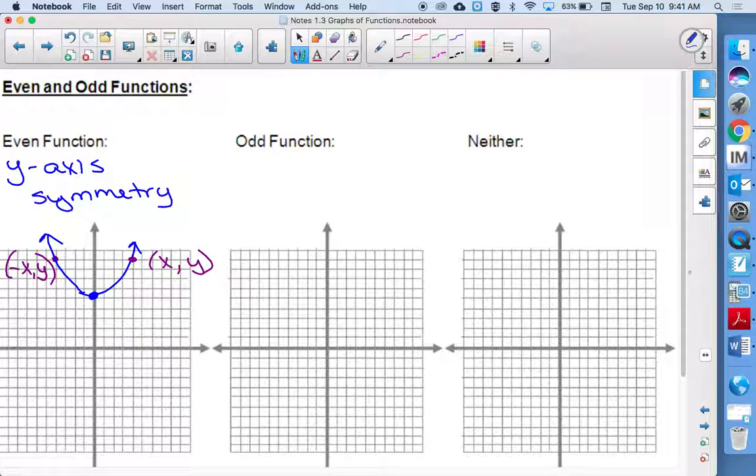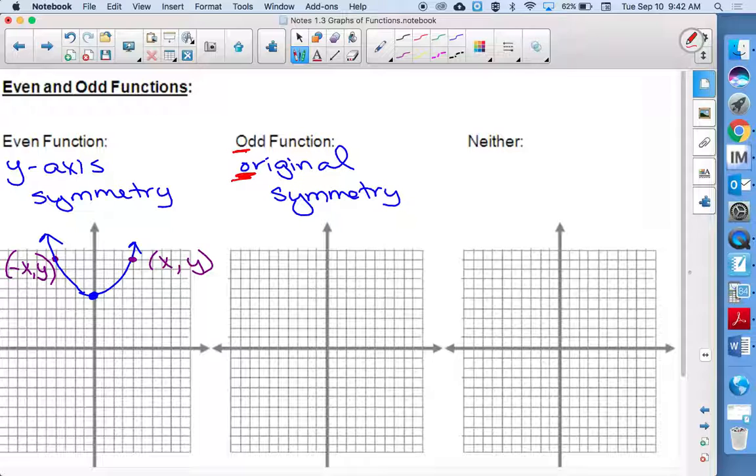Odd functions have what we call origin symmetry. If you remember, odd and origin both begin with an O, not a 0. An O, that's the easiest way to remember. Odd has origin symmetry. This one has to go through the origin, or at least the origin has to show the symmetry of it.